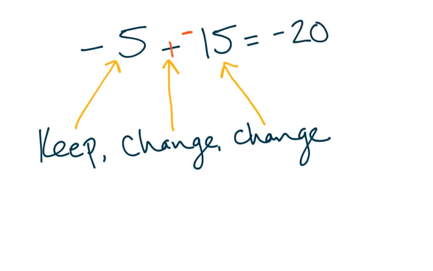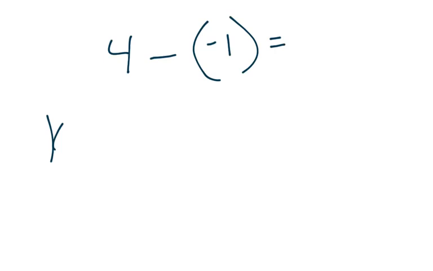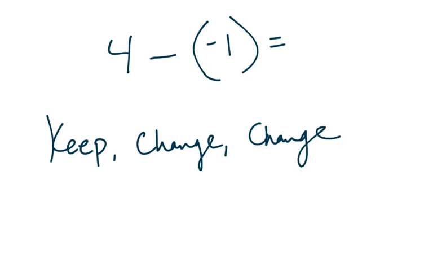Okay. Okay, last one. Say it with me, guys. Let's do 4 minus -1. So ready? We're going to keep, change, change. So I'm going to keep this 4 exactly how it is. I'm going to change the minus to a plus. And I'm going to change the sign of the next number. So I have a -1, so I'm going to make it a +1. And so I have 4 plus 1 equals 5.